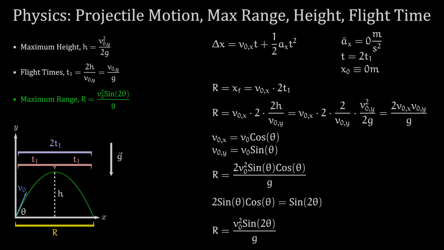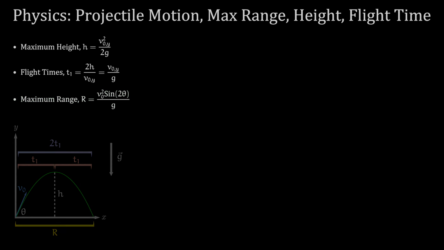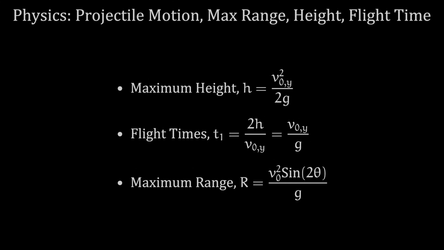Now, given just the initial velocity and the angle a projectile is launched at, you can find the time of flight to the apex or impact, the max height, and the range of the projectile.